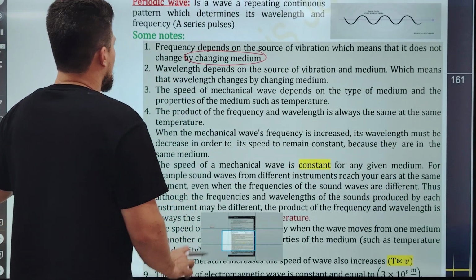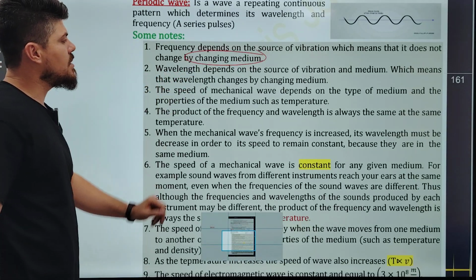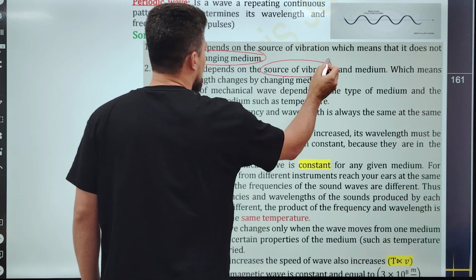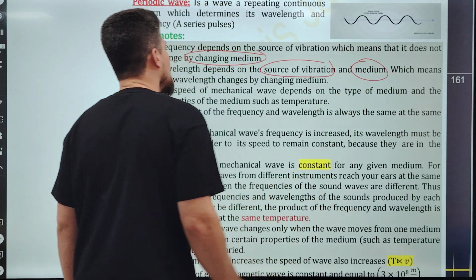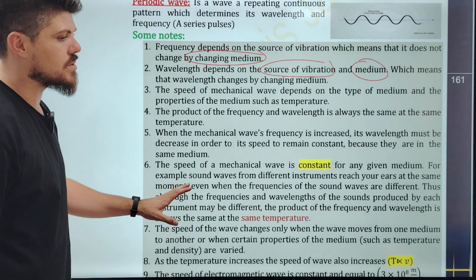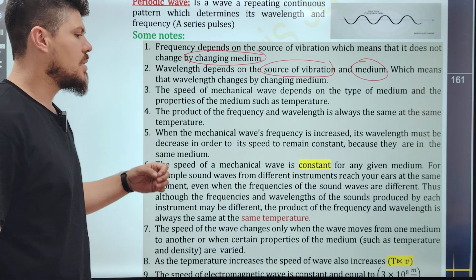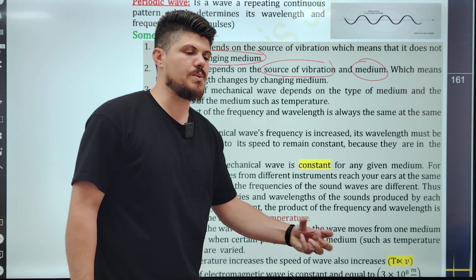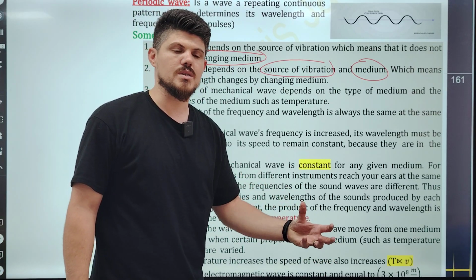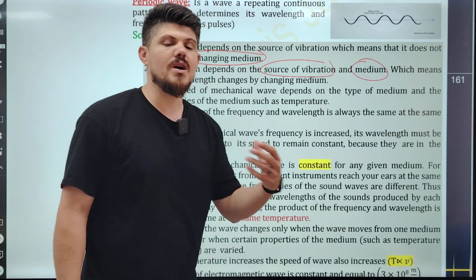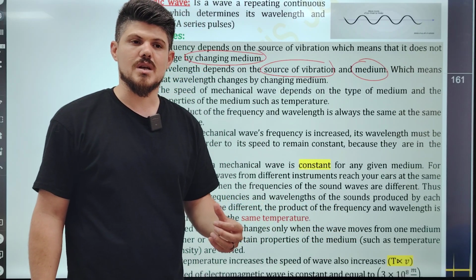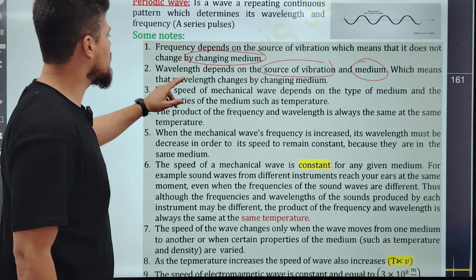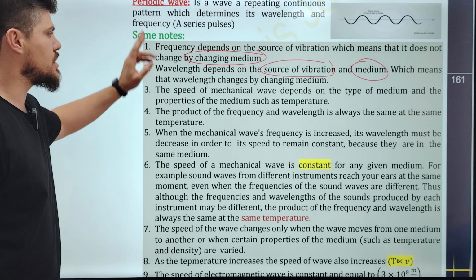Note number 2. Wavelength depends on what? Both the source of vibration and the medium. Does the wavelength change by changing medium? Yes, of course. For example, when the wave passes from the air into the water, what happens to the speed of this wave? It increases. What about the wavelength? Its wavelength also increases. But its frequency doesn't change. Which means that the wavelength changes by changing medium, but frequency does not.